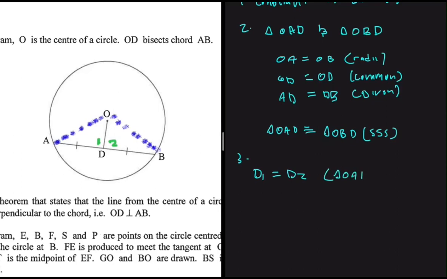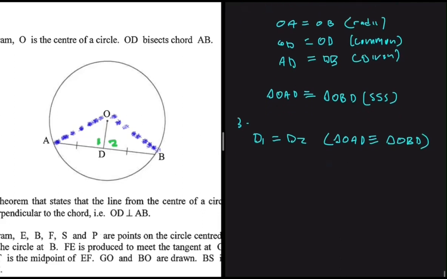Triangle OAD is congruent to triangle OBD, right? All corresponding angles should be equal to each other. So D1 should be equal to D2, right? But then it's easy to see that D1 plus D2 is equal to 180 degrees, right? As they are angles on a straight line. But D1 is equal to D2, so we can just say that 2D1 is equal to 180 degrees.